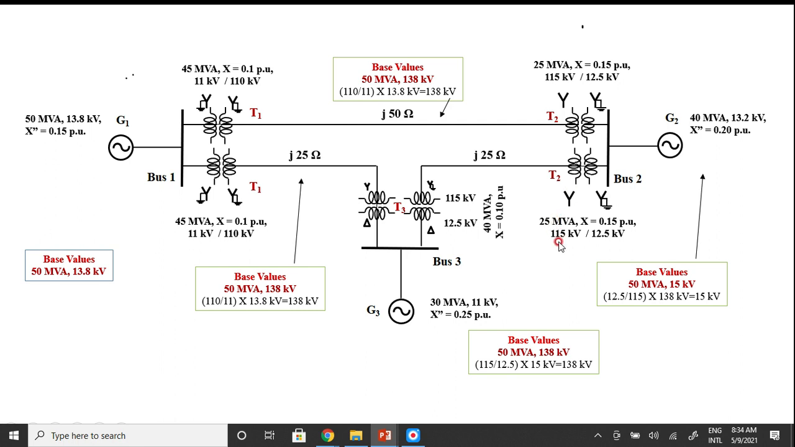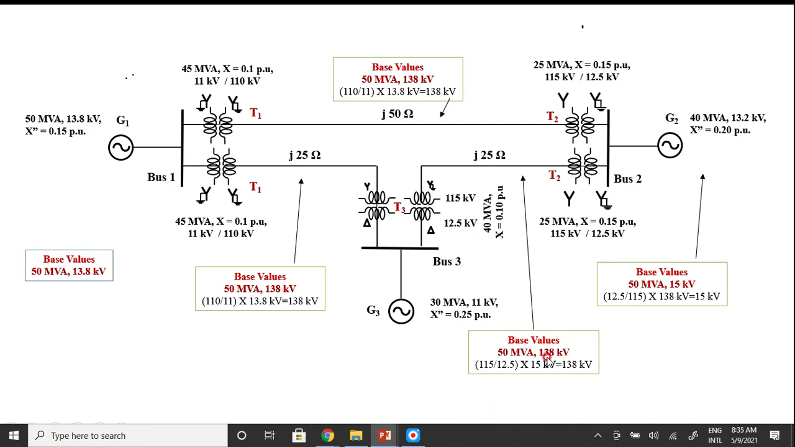Then how are we doing it? We are doing 115 divided by 12.5 multiplied by 15, because this voltage has to be transferred to this side. Therefore, it is 115 divided by 12.5 into 15. That is what I am getting, 138 kilovolts, in the j25 line. Then either this base voltage is transferred to generator G3 or this base voltage should be transferred to here. It is one and the same.